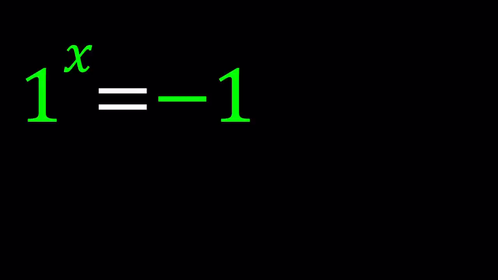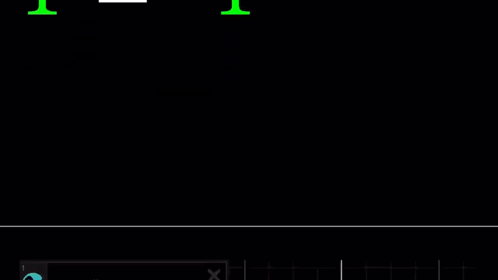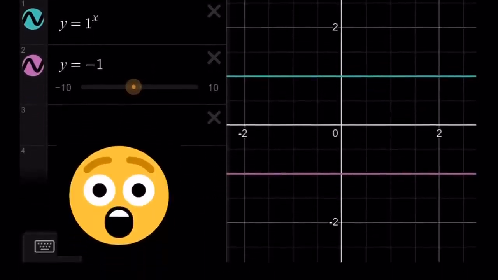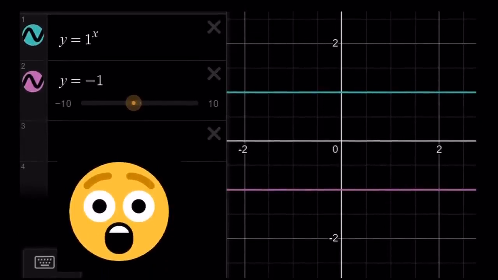Obviously, a lot of times when we're solving equations, especially exponential equations, we want to look at the graph either at the beginning or at the end, because the graph gives us an idea about intersection points. So when you graph these two functions, y equals 1 to the power x and y equals -1, or f of x and g of x, whatever, then you're looking for intersection points. And here we go. In Desmos, it's like, what? There is no intersection point.